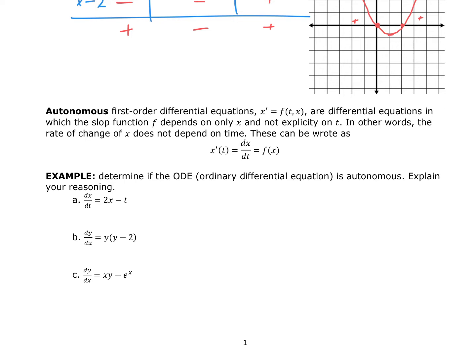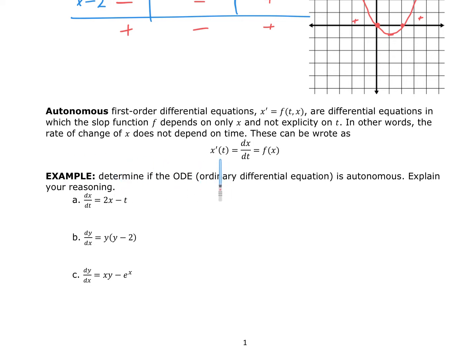Now, we're going to define what an autonomous first-order differential equation is. It is x prime is equal to a function of t and x. You might also see this as y prime is a function of x and y. It just depends on which book you open. These are differential equations in which the slope function depends only on the dependent variable, which is either x if I have x prime, or y if I have y prime, and not explicitly on the independent variable, whether it is t or x. So in other words, the rate of change of x does not depend on time.